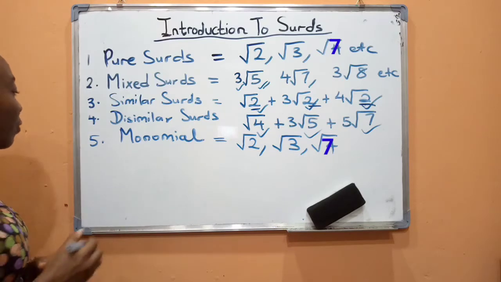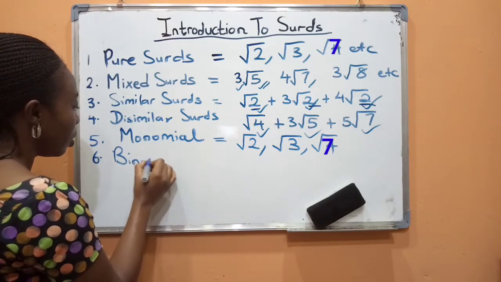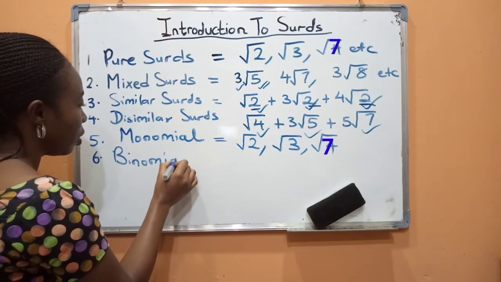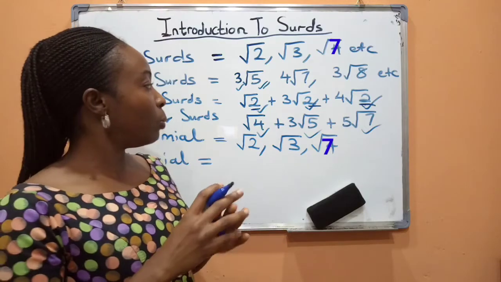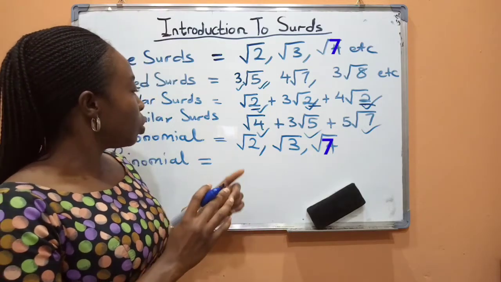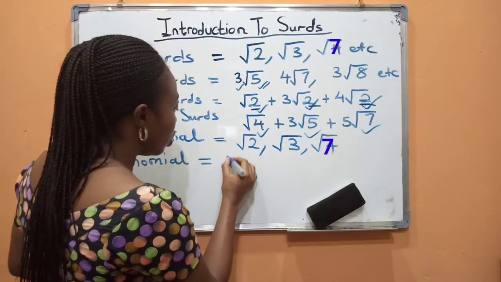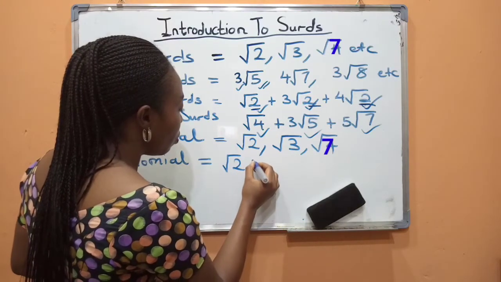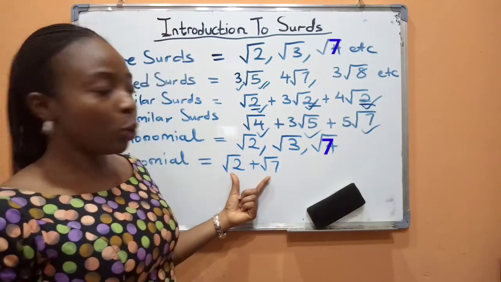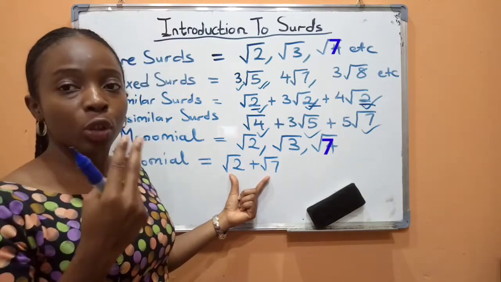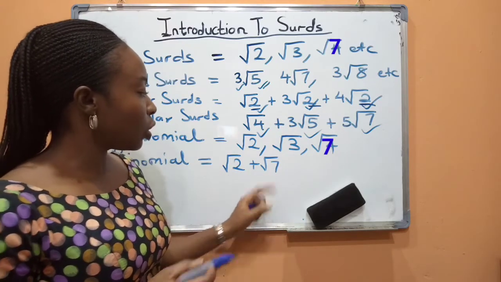Another one we have is the binomial surd. A binomial surd is a combination of two monomial surds. When you have something like this, root 2 plus root 7, this is a binomial surd. They occur in two pairs, okay? So you're having root 2 plus root 7.